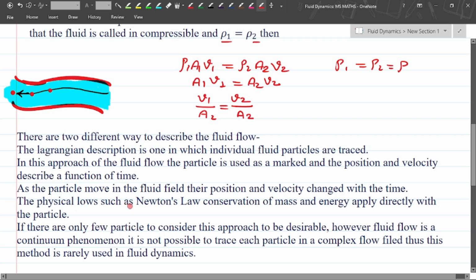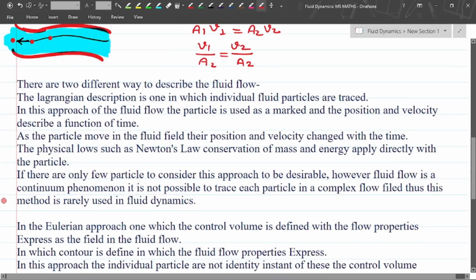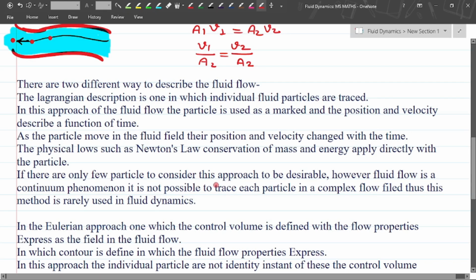The physical laws such as Newton's law and conservation of mass and energy apply directly to the particle. These types of laws, to study the properties of that fluid flow, we will apply on that particle. If there are only a few particles to be considered, this approach is desirable.